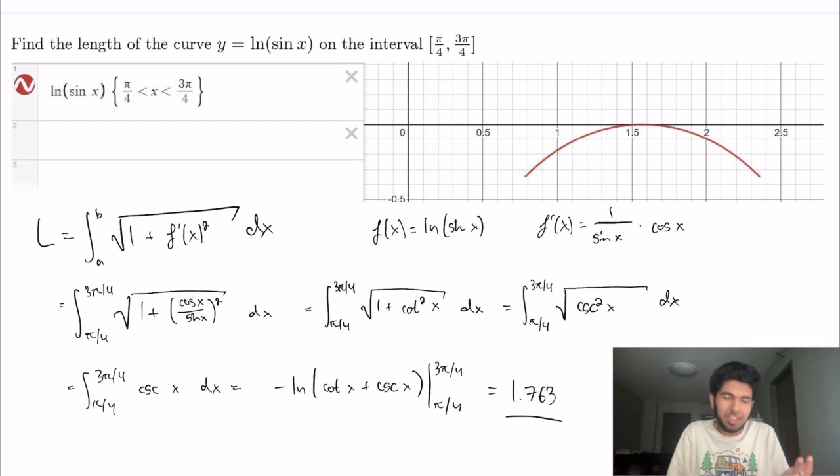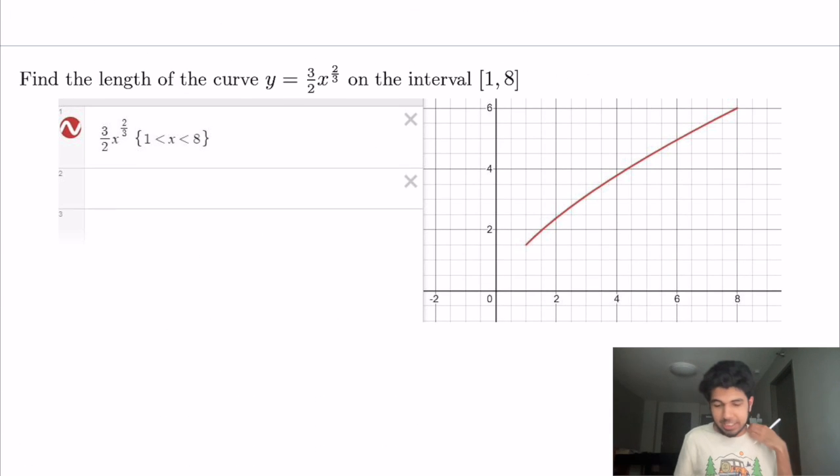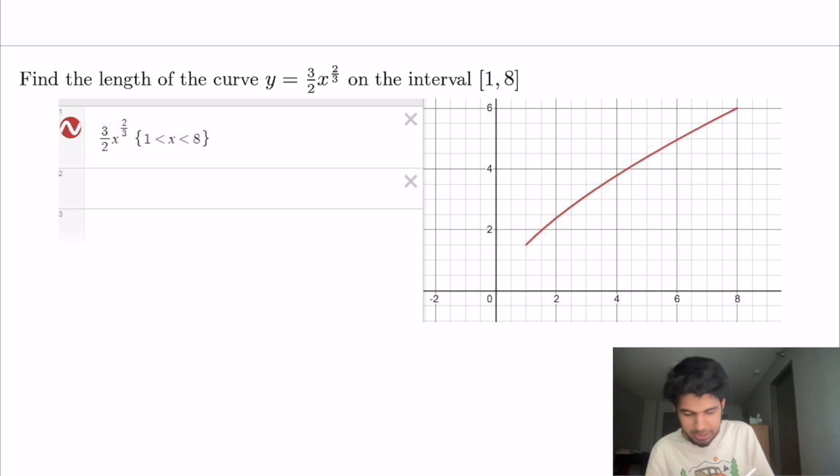Honestly, not too much going on here that we don't already know. We know how to compute integrals and stuff. It's just finding the derivative and plugging it into the formula. Like I said, pretty easy. So let's just do the second problem. Find the length of the curve y equals 3/2 x to the 2/3 on the interval 1 to 8. Same idea. Let's compute the first derivative since we'll need it.